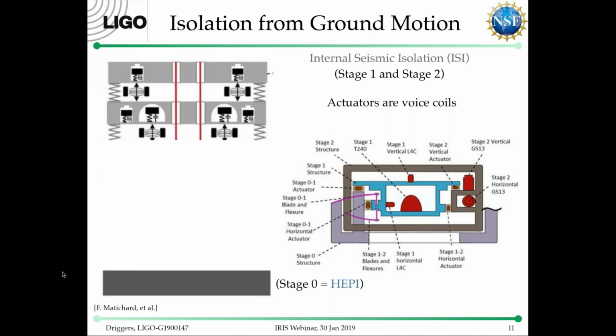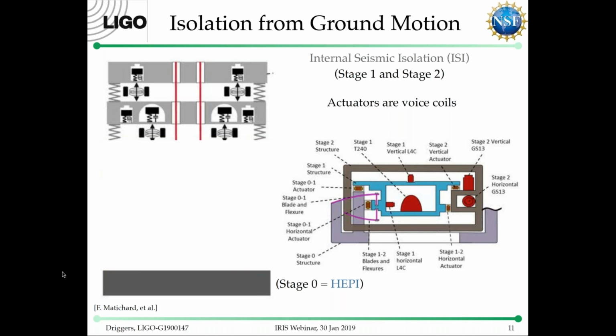Near the edges, we've got GS13s. We also have L4C geophones on board. And then at the core, at our most sensitive location, we have a T240 broadband seismometer. We also have local sensors just to tell us where each stage of the isolation table is relative to each other. These sensors are blended together in a frequency-dependent way. And then we actuate using voice coils to hold the table still.